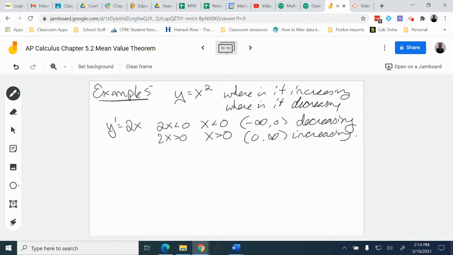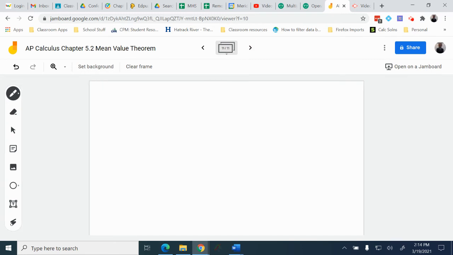Now, here's where it becomes more interesting. Let's look at a more complicated function. Oh, well, we'll come back with a more complicated function. Why don't you guys do exercise 15 in the book? And the function that we will come back with as example 6 is f of x equals x cubed minus 4x.